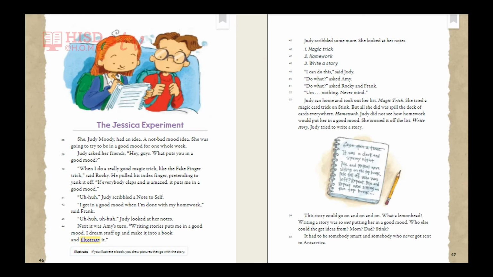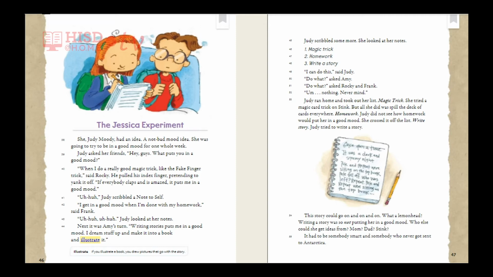The Jessica experiment. She, Judy Moody, had an idea. A not bad mood idea. She was going to try to stay in a good mood for one whole week. Judy asked her friends, "Hey guys, what puts you in a good mood?" "When I do a really good magic trick like the fake finger trick," said Rocky. He pulled his index finger pretending to yank it off. "If everybody claps and is amazed, it puts me in a good mood."